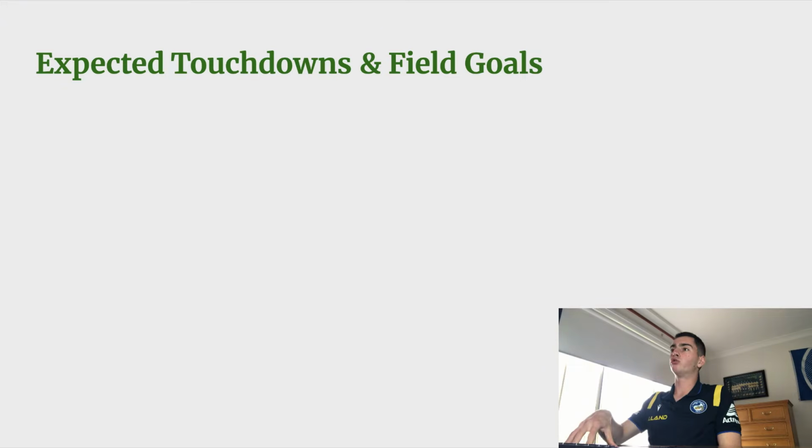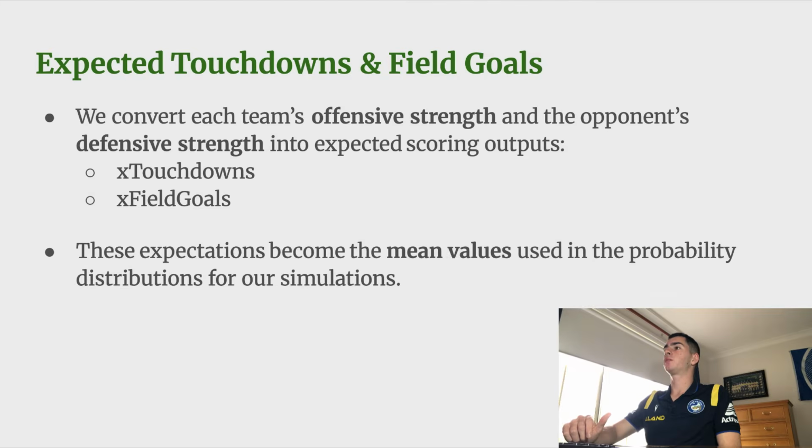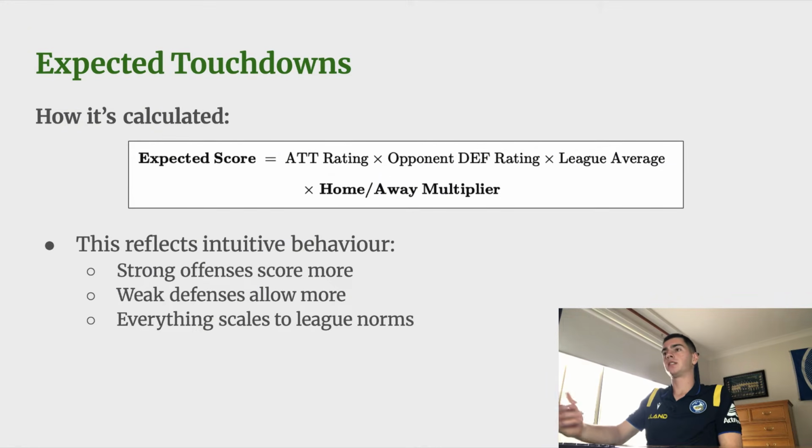Our next goal is to translate a team's relative offensive and defensive strengths into an actual expected scoring output for a specific matchup. These expectations, expected touchdowns and expected field goals, act as the mean values of the probability distributions used during the simulations. To calculate expected touchdowns, I'll have the model multiply a team's attack rating with the opposition's defense rating and then the league average touchdowns per game. This formula reflects intuitive scoring behavior. Strong offenses score more, weak defenses concede more, and both scale according to the league's scoring baseline.